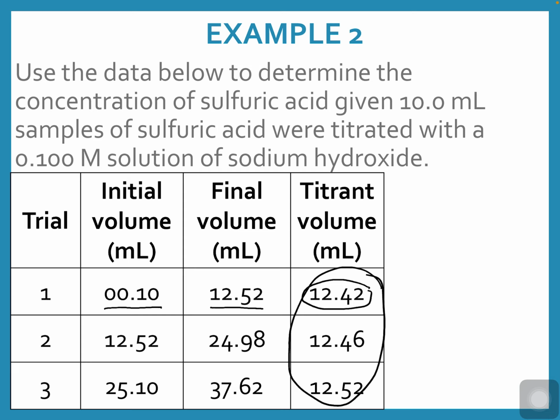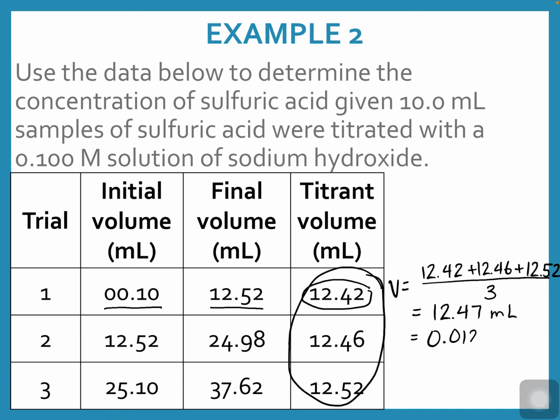So this calculation you have to do after you finish the lab. These are your results that you record during the lab. Then subtraction will give you your actual volumes. So here, to calculate my average volume for sodium hydroxide, I'm going to add those 3 volumes from each trial and divide by 3, since I have 3 trials. And so my average volume here is 12.47 milliliters, or 0.01247 liters.